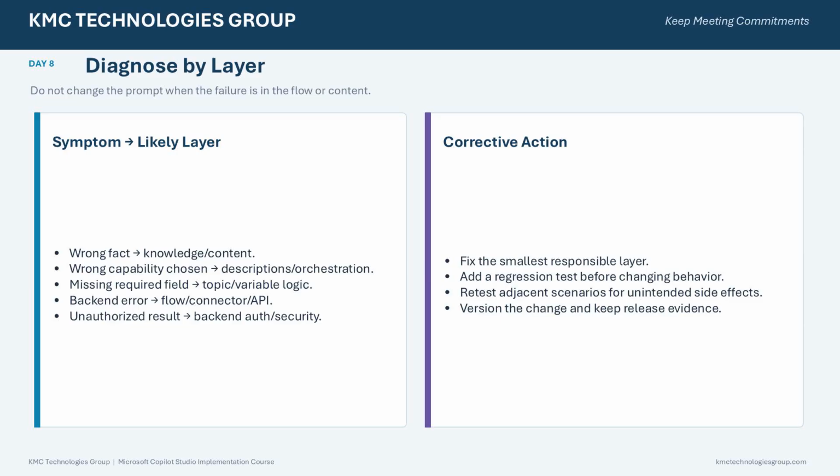When something fails, change the layer responsible for the failure. If the agent provides the wrong fact, inspect the knowledge content. If the wrong capability runs, inspect tool descriptions and orchestration. If a required value is missing, inspect topic and variable logic. If the backend returns an error, inspect the flow, connector, or API. If unauthorized information is returned, investigate backend authorization and security. Do not automatically rewrite the prompt for every problem. Fix the smallest responsible layer, add a regression test, and retest adjacent behavior.